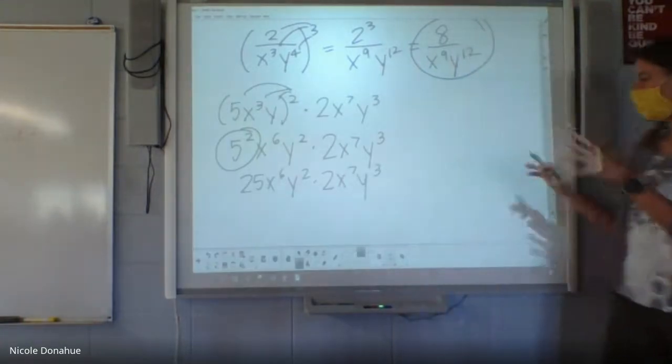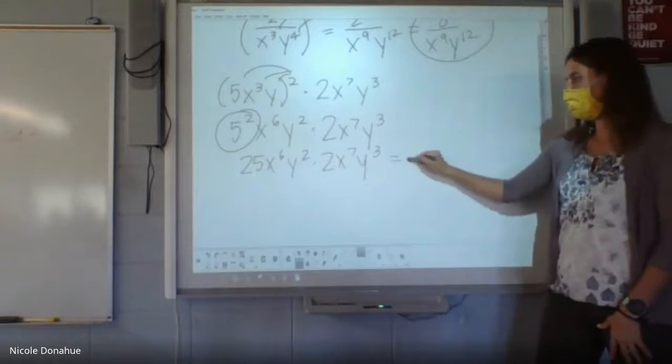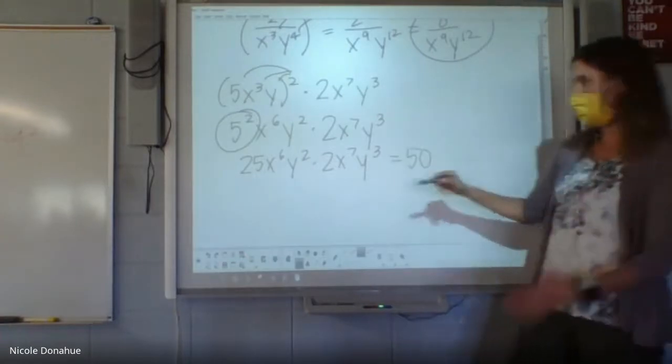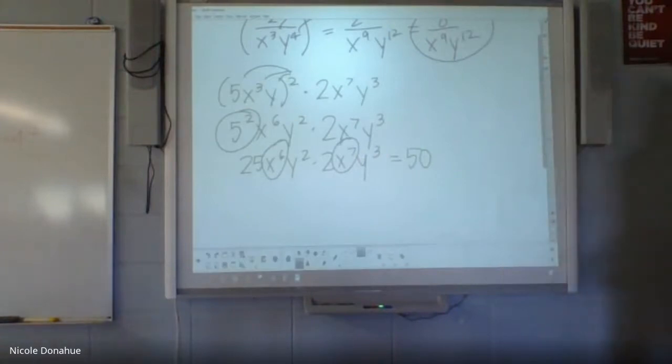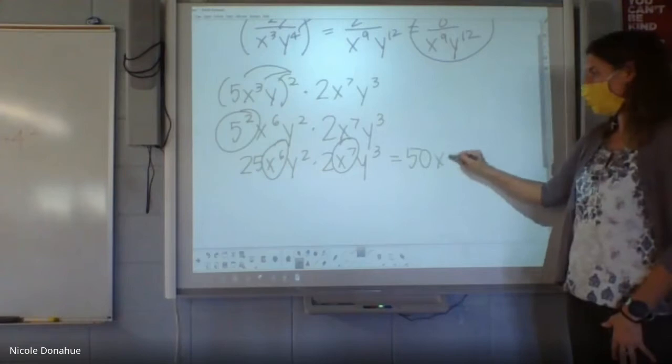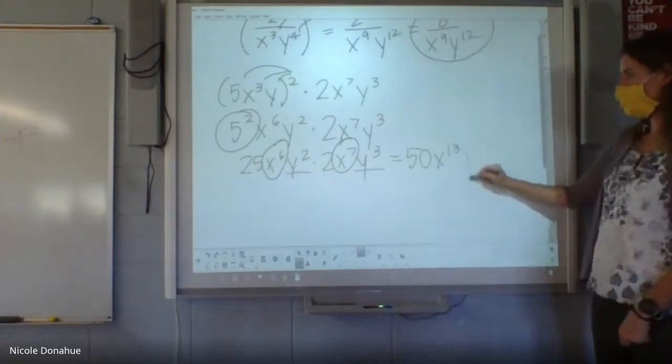Now I have to look at what I can all put together. So 25 times 2 is 50. I can do that, it's doable. X to the 6th, x to the 7th. We're adding those exponents because now we're back to the multiplication rules. So x to the 13th, and then y to the 2nd, y to the 3rd is y to the 5th.